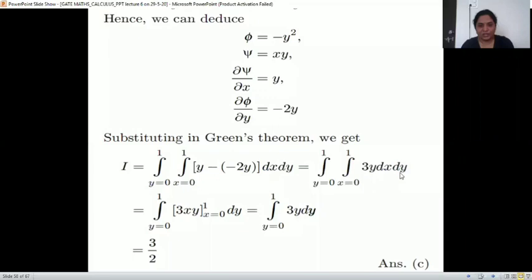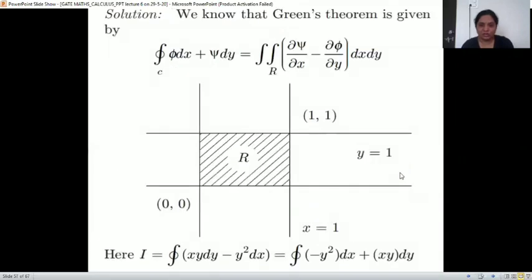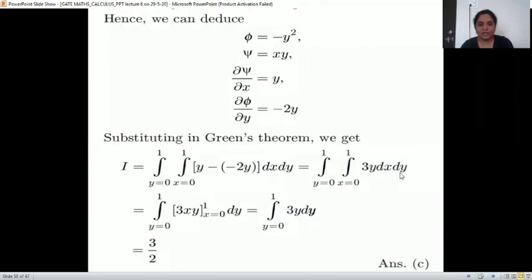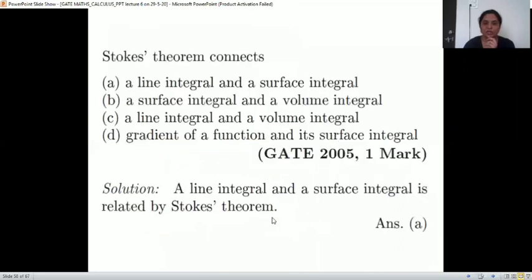And as we already have drawn the region, so region is varying, x is from 0 to 1 and y is from 0 to 1. So it is 3xy where x is 0 to 1. And applying the limits for x, we get only 3y here. And then again integrating, 3y square by 2. And applying 0 to 1, we get 3 by 2. The correct answer is 3 by 2.